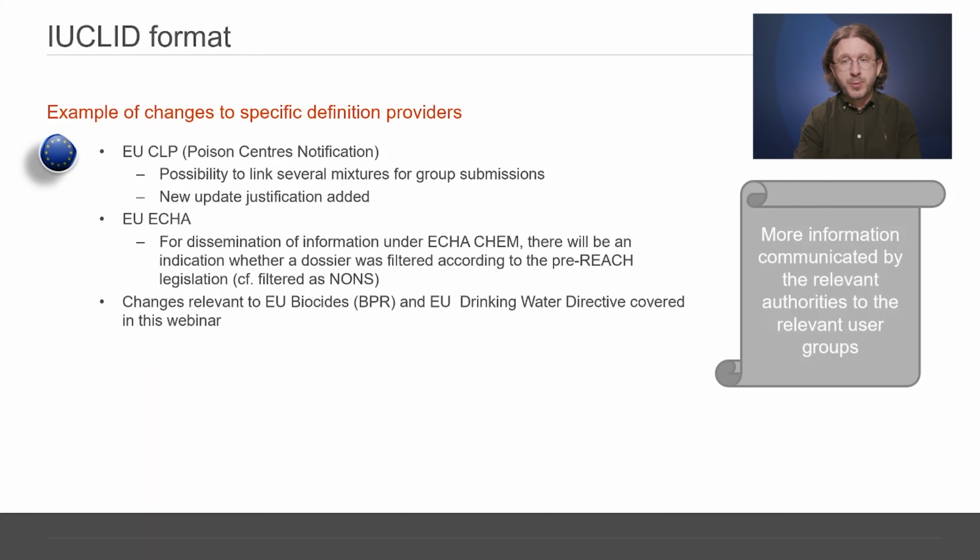To finish on the specific definition providers changes, I will also mention a couple of changes for the poison centers notifications, where we have added a new update justification, and we have also made possible the link of several mixtures for group submissions. For ECHA, I will also mention a new indicator that will be used in ECHA-Chem, our new dissemination system, where it will be possible to see whether a dossier was filtered according to the pre-REACH legislation, the so-called nonce filtering.